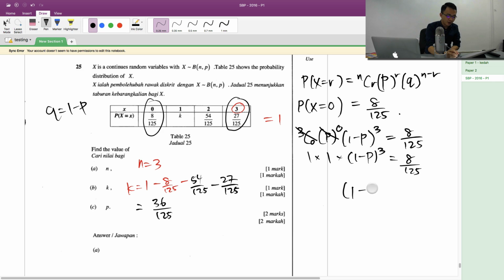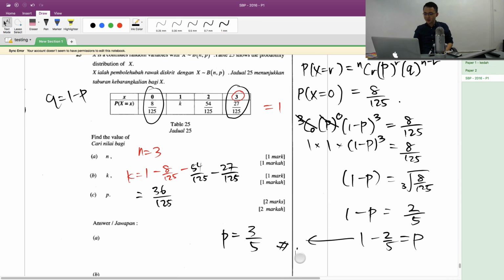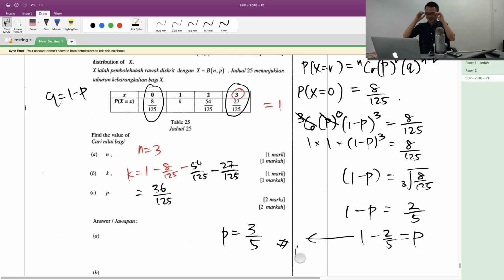So I will move the power 3 to the other side. It becomes the cube root of 8 over 125. So 1 minus p will equal 2 over 5. So 1 minus 2 over 5 is equal to p. Therefore, p equals 3 over 5. Yep, this is how we solve for p. So far so good.